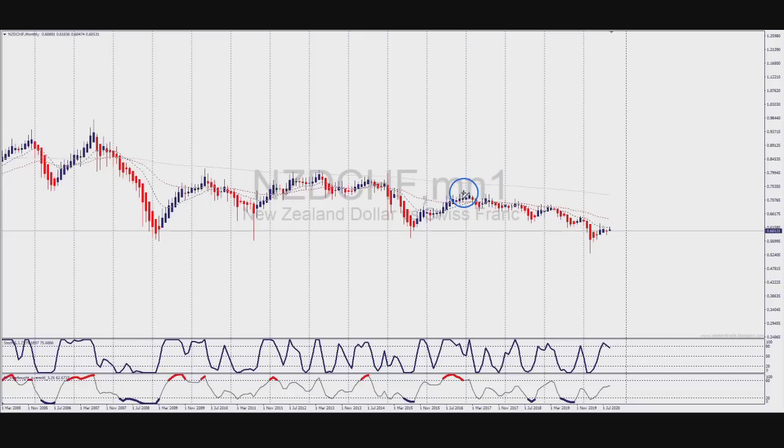So I know this is a down market, right? So I'm just going to go ahead and mark a trend line right here. It's the overall down market. Or you don't want to go too far out. So actually the trend is right here. Right? So that's what we're looking at so far in this market on the New Zealand Swiss franc.